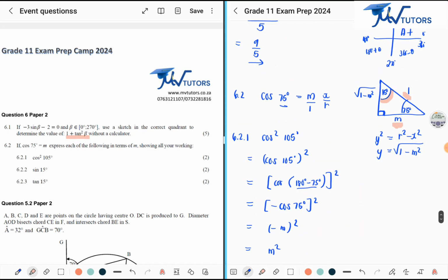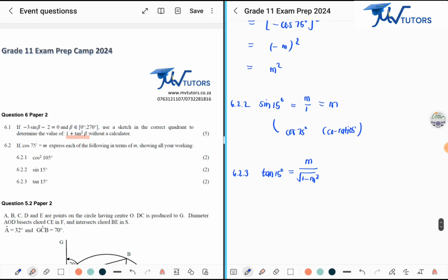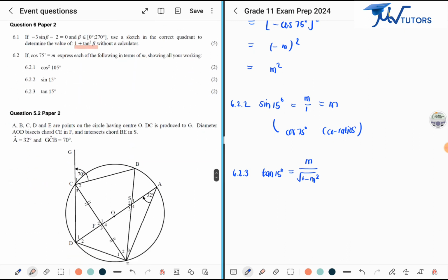Okay, again, we have our right angle triangle. Let's use a different color pen. So tan 15, remember we are looking now from this point. Tan is opposite, which is m, over adjacent, which is root 1 minus m squared. So basically we're going to have our answer there. Opposite, which is m, all over adjacent, which is 1 minus m squared. Okay, that's good enough. And yeah, that's it with the trigonometry section.